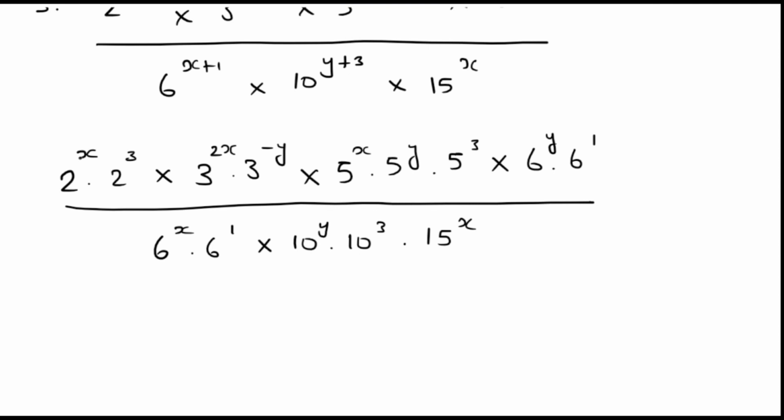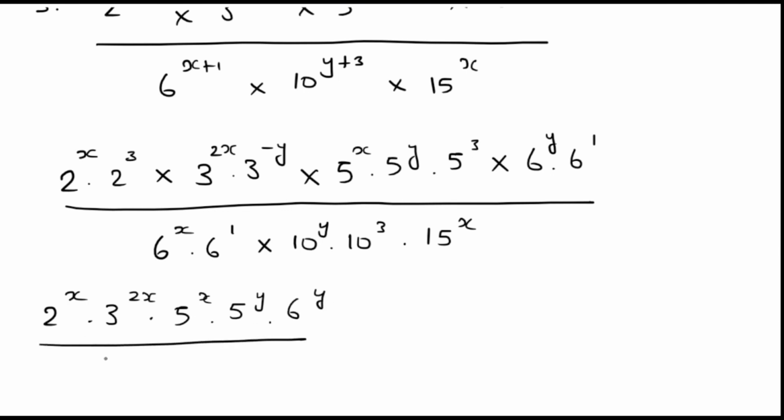Now whichever term has a variable in the power, I am writing those separately. So 2 to the power x and then this 3 to the power 2x and then 5 to the power x and 5 to the power y and 6 to the power y. Here in the denominator, this 3 to the power minus y, I am bringing it to the denominator because there is a minus in the power. So it will become reciprocal. This will become 3 to the power y and this 6 to the power x, 10 to the power y and 15 to the power x.